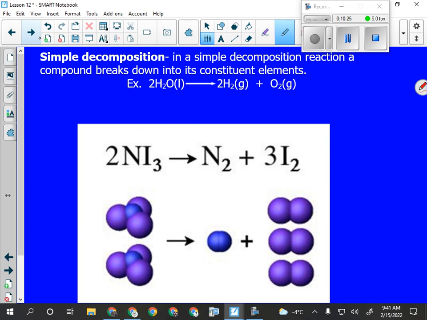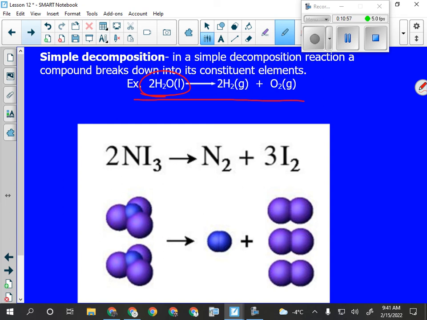The second simple one is the opposite, simple decomposition. If something is decomposing, it's breaking down into simpler parts. So a decomposition reaction is a compound breaking down into its elements. So what we see here is we have two molecules of water, and they just break down into hydrogen gas and oxygen gas. Okay? This is actually the process, essentially, by which rocket fuel is made.